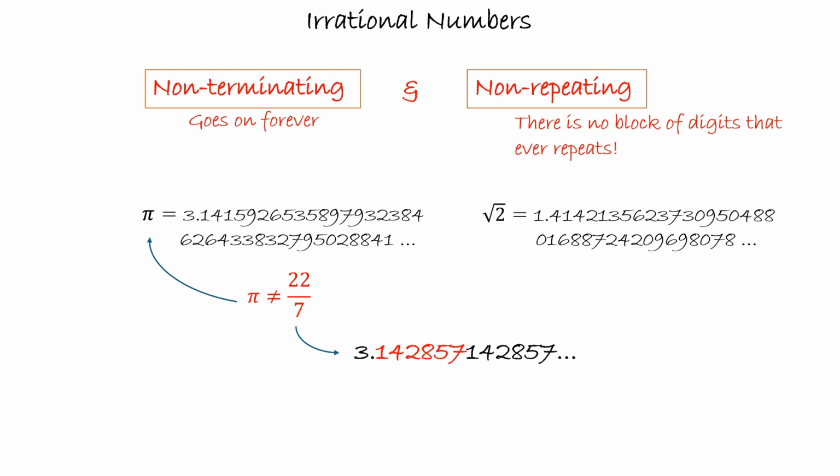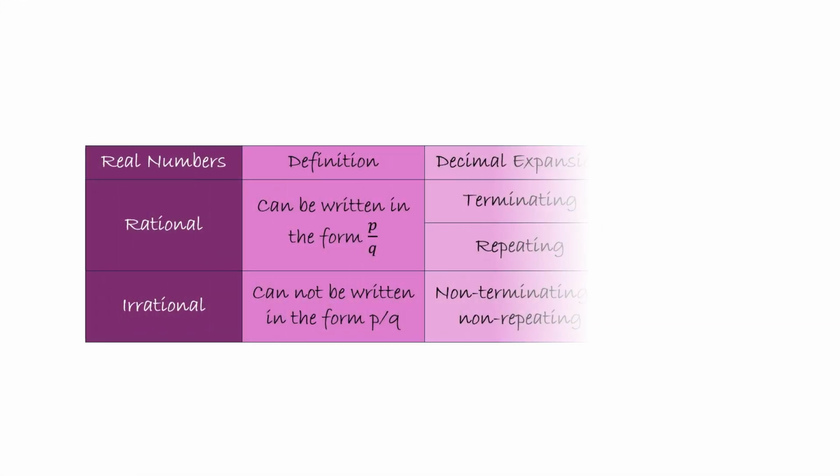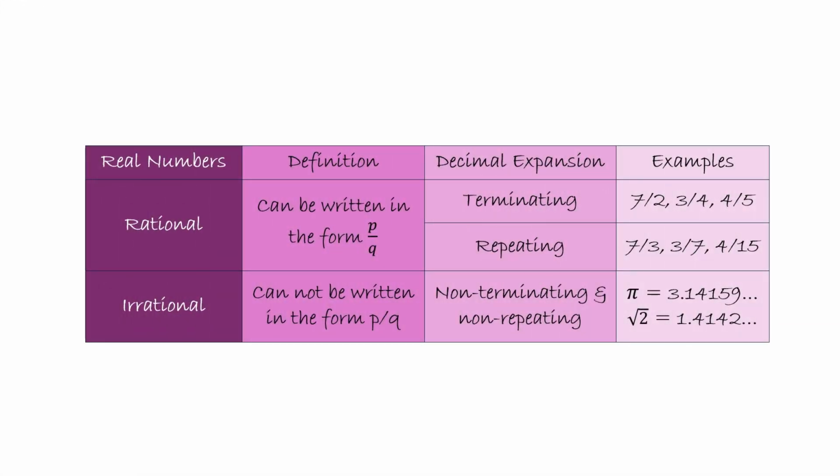Let's bring it all together. Every real number fits into one of these categories based on its decimal expansion. Next time you see a decimal, you don't even need to know the fraction, just look at its tail. If it goes on forever without repeating, you have found an irrational number.